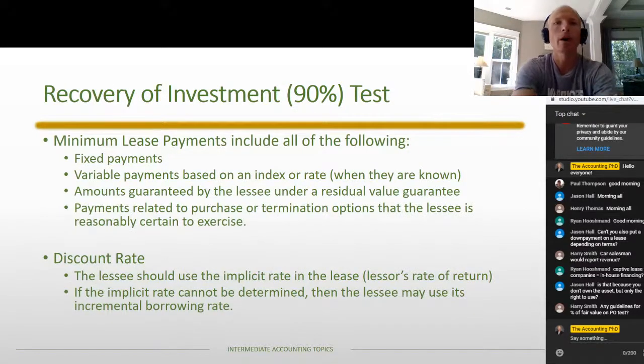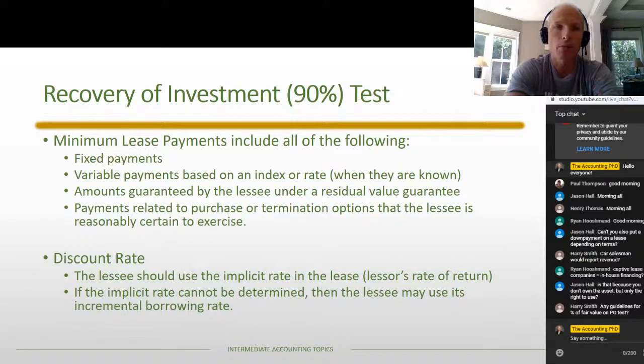All right, so let's talk about what we mean by minimum lease payments first. Minimum lease payments are going to include any fixed payments that are part of the contractual lease agreement, any variable payments that are based on an index or rate when that index or rate is known, and any amounts that are guaranteed by the lessee under what's called a residual value agreement. A residual value agreement essentially means that the lessee can guarantee that the asset will be worth a certain amount at the end of a lease. If they've made that guarantee, then it would be considered part of our minimum lease payments.